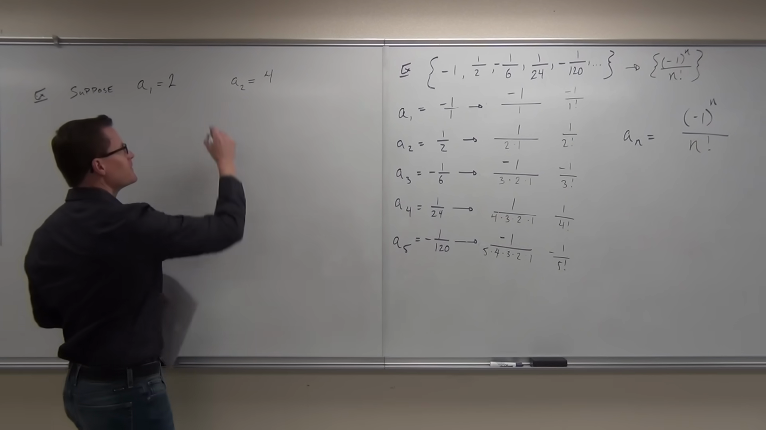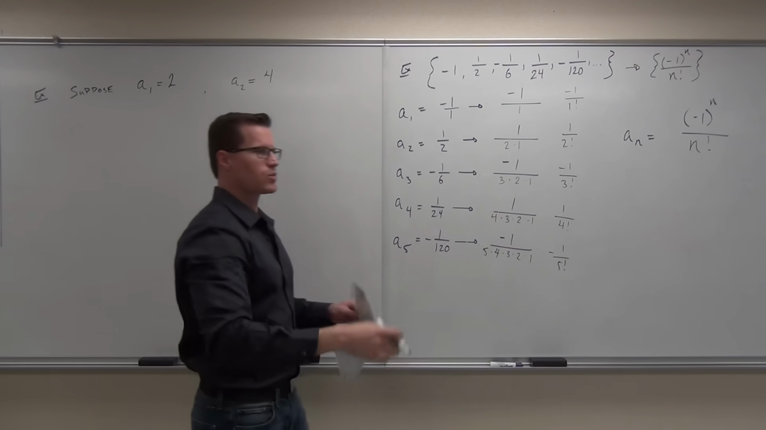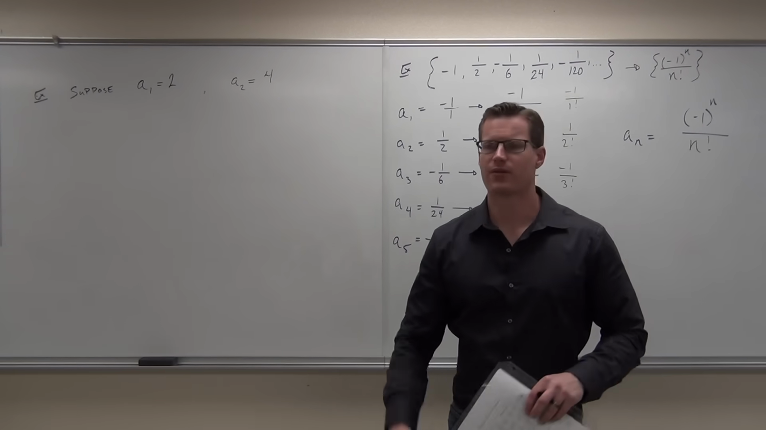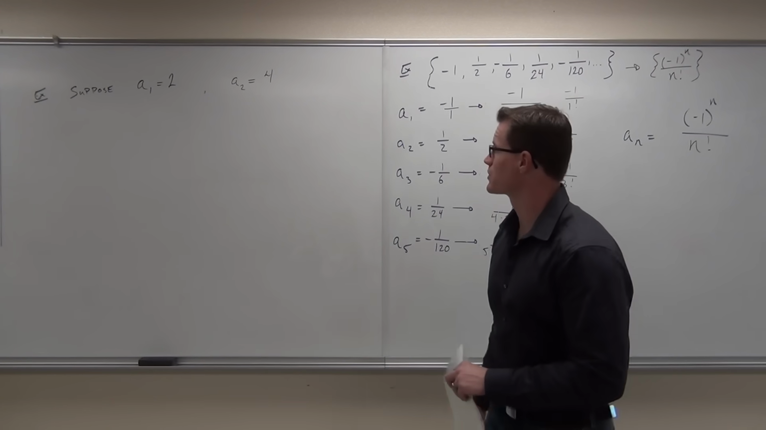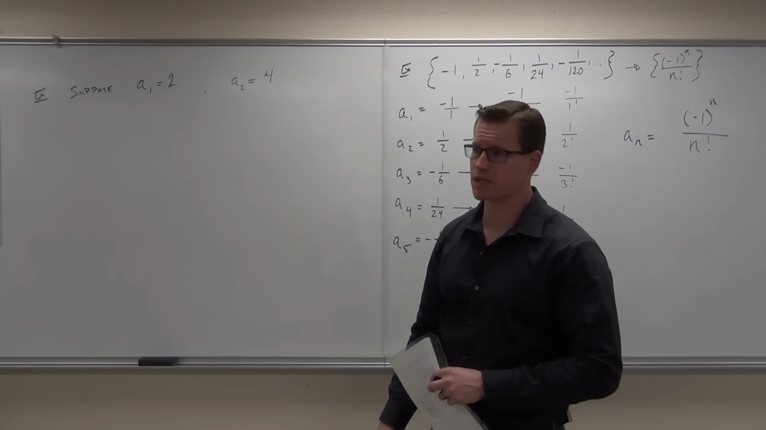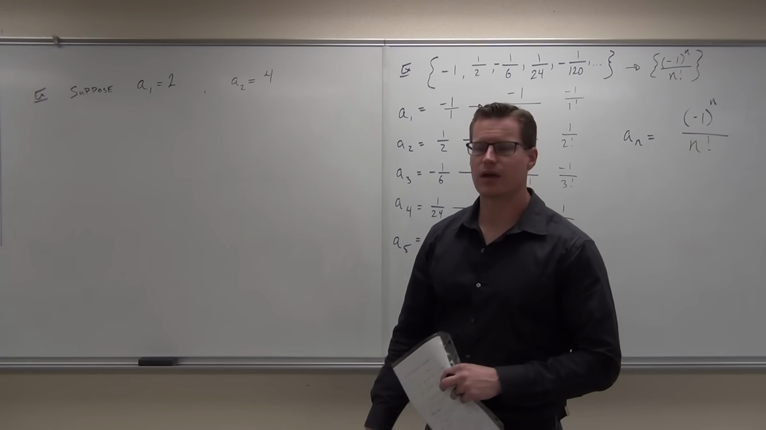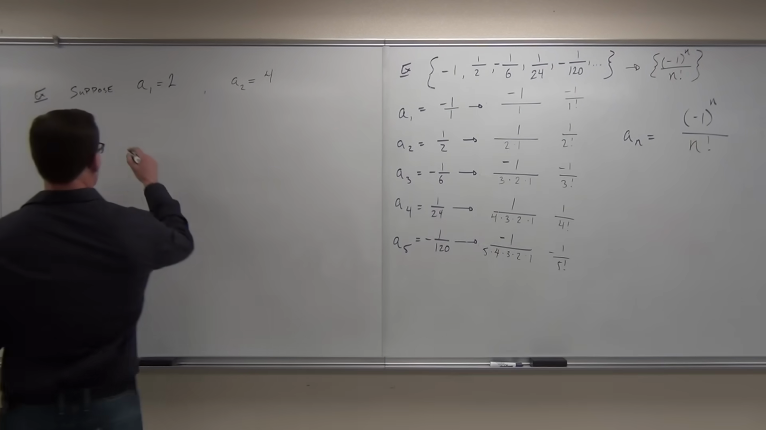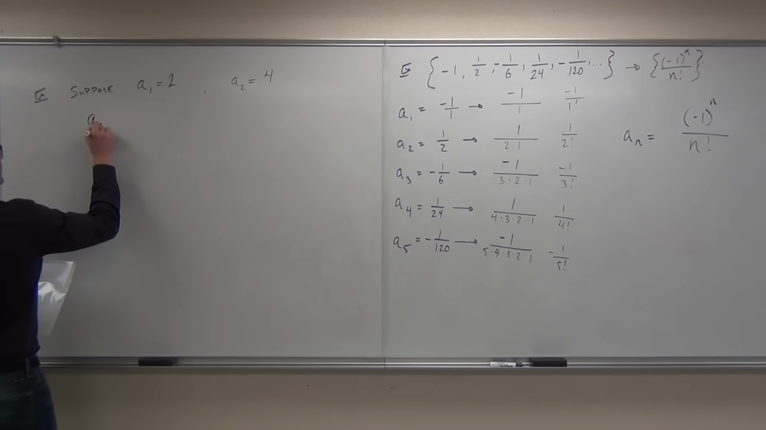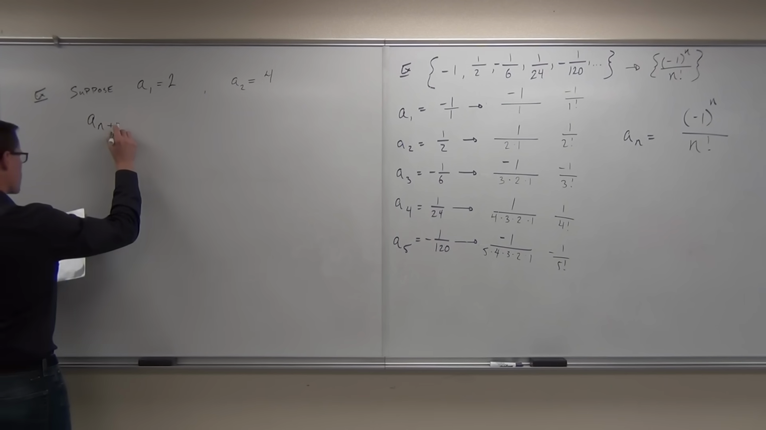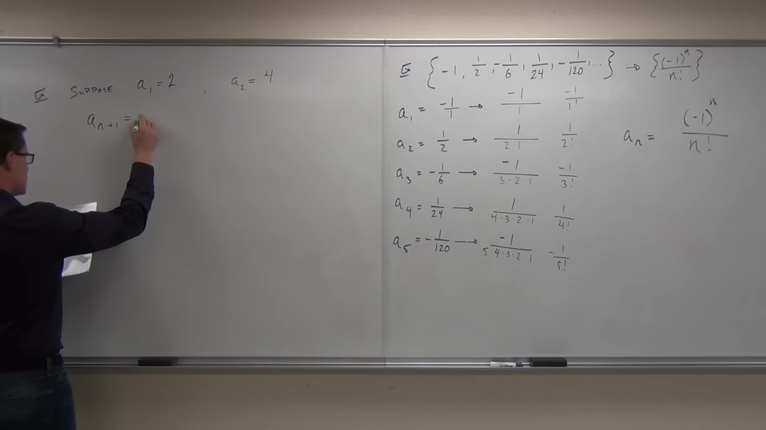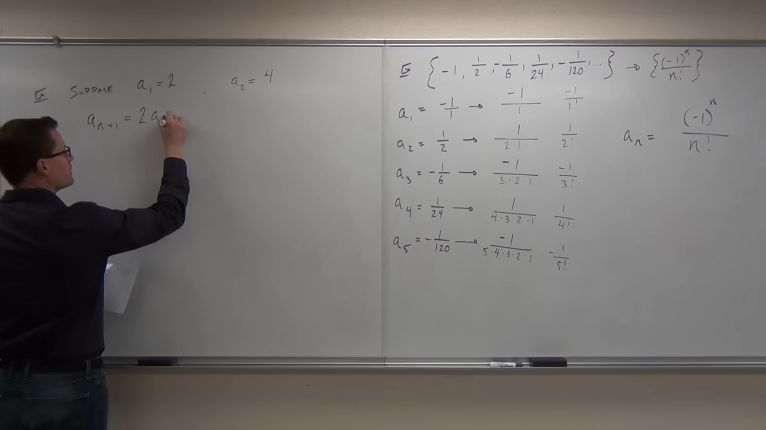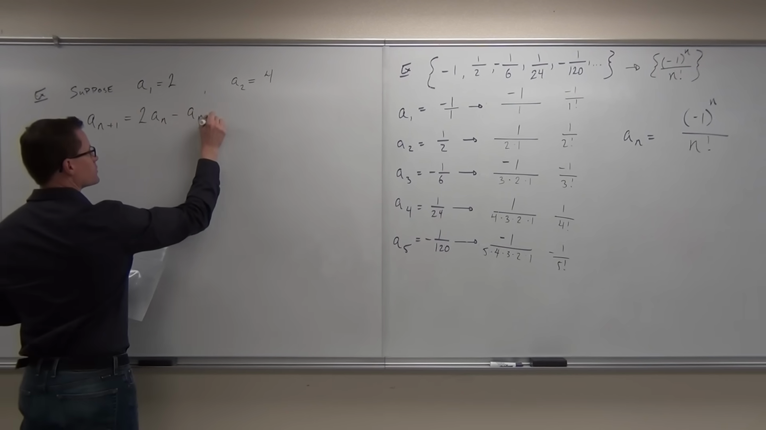Thanks a lot, guys. So I say a sub 1 is 2, a sub 2 is 4. I'm not looking for a pattern right now. I'm not thinking that a sub 3 is 8 or 6. Here's what I'm going to define for the rest of them. I say, based on these two terms, your next term, a sub n plus 1, is given by 2 times a sub n minus a sub n minus 1.